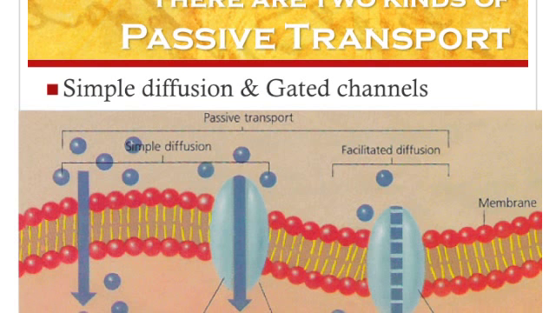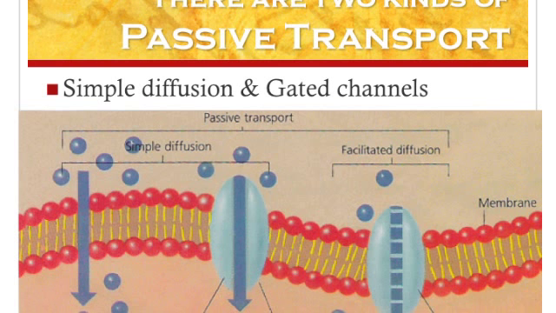In passive transport, you have two types. You have simple diffusion and you have gated channels. Now, in simple diffusion, the molecules can freely pass in and out of the lipid bilayer, the membrane that protects the cell. Molecules can go in and out freely, usually small molecules.